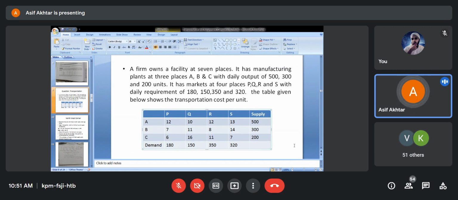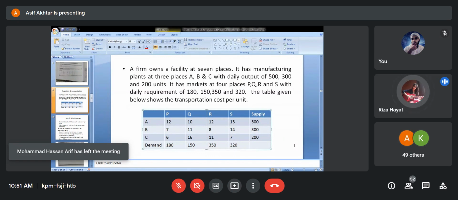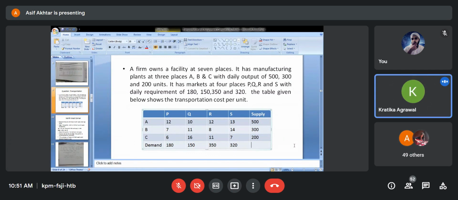Now, before we move ahead and start talking about the solution of this question, we have to check one thing. What we need to check here is whether this problem is a balanced problem or an unbalanced problem. According to the definition, what is balanced? Balanced is a situation where supply equals demand. Demand is equal to supply.